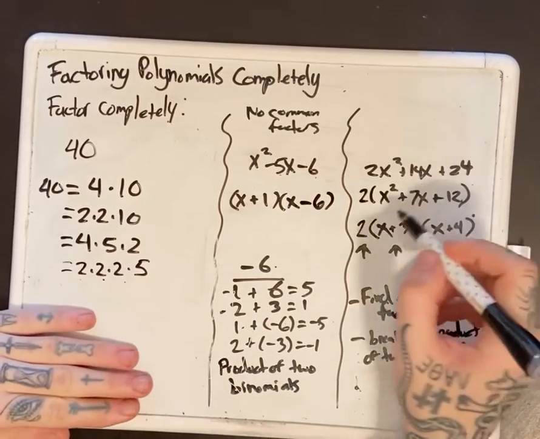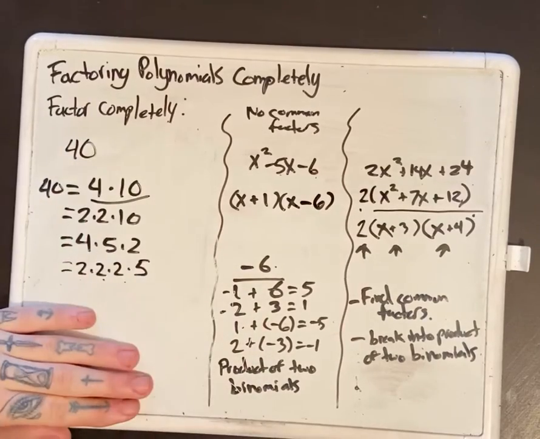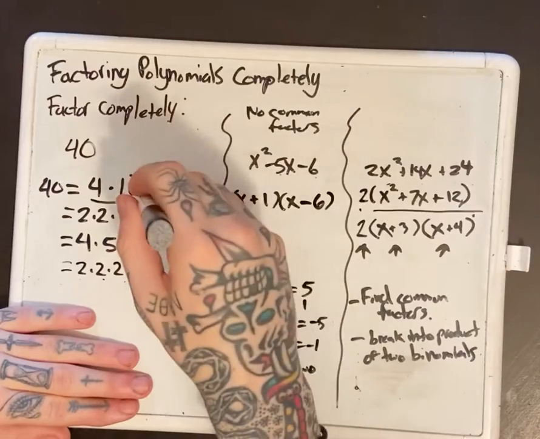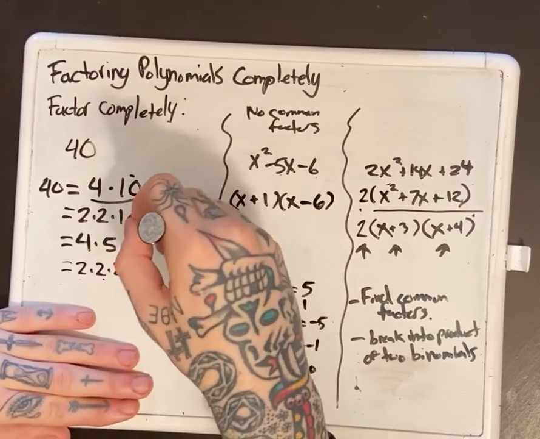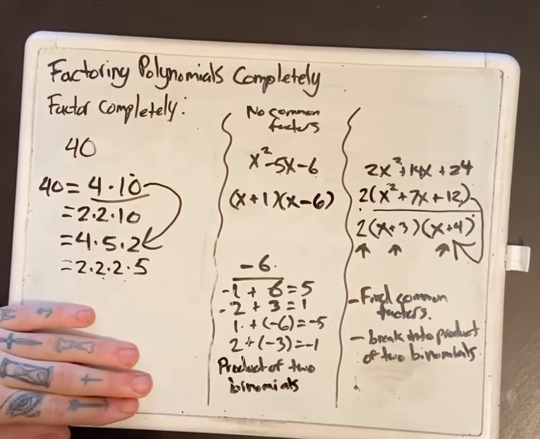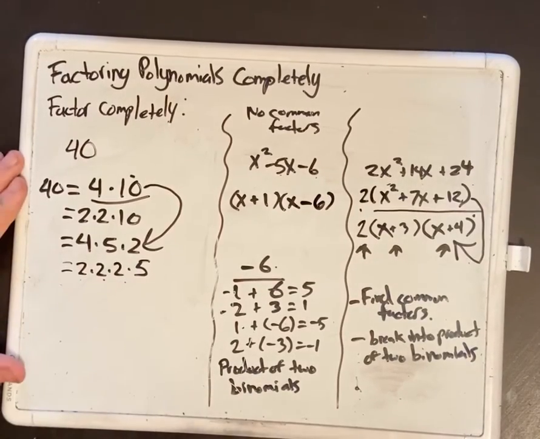Now, 2 times this trinomial is equivalent to 4 times 10, and the 10 is this part, this trinomial. So we have to break our 10 into 5 and 2 in the same way that we broke this trinomial into these two binomials. Okay? So let's look at a few more examples.